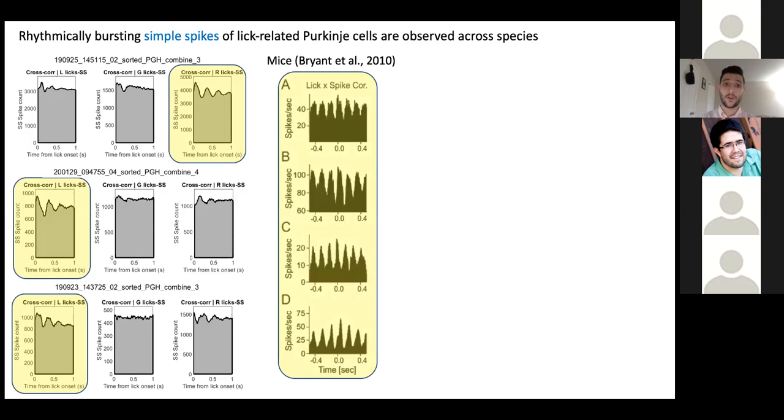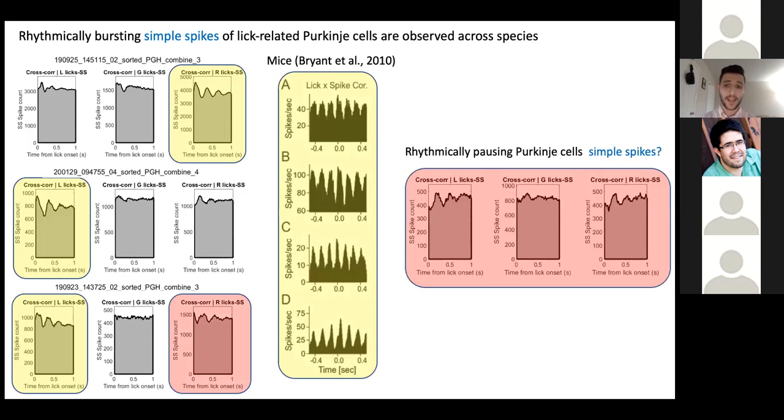These are bursting though. There still seems to be a little bit of mystery in these rhythmically pausing cells, and I'd like to maybe dig into these a little deeper in the future as well. These cells that rhythmically seem to reduce their firing rate when an animal licks, not even going into the phase of a lick, but just generally.